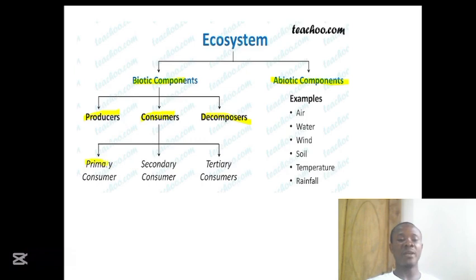We have the primary consumer. These are consumers that feed directly on the producer. And we have the secondary consumer. These consumers feed on the primary consumer. And we have the tertiary consumer. The tertiary consumers feed on the secondary consumers. In some cases, we have quaternary consumers that feed on the tertiary consumers. Under the abiotic, you can see we have a series of examples here. Some of them affect aquatic, some of them affect terrestrial.